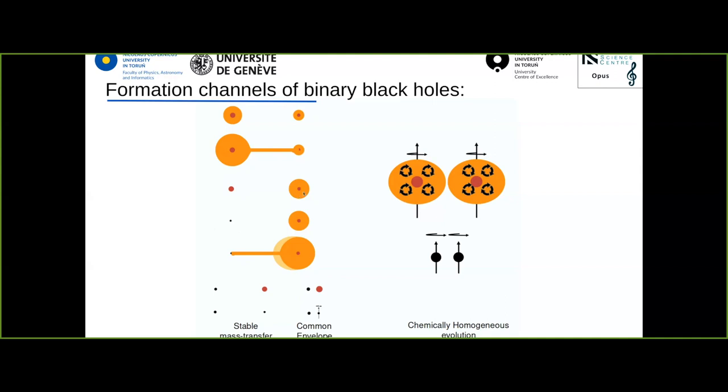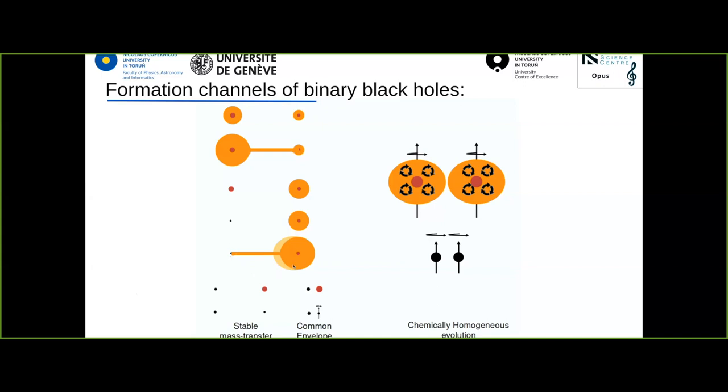In the meantime, the second star evolves off, and it also becomes a supergiant star, and then loses its envelope via Roche lobe overflow. That's why the first-born black hole is expected to be born with a negligible spin.